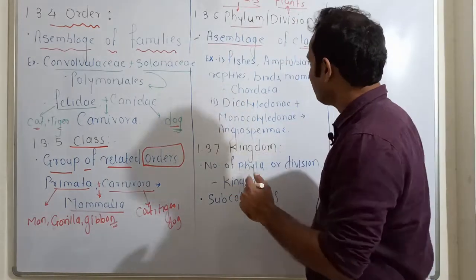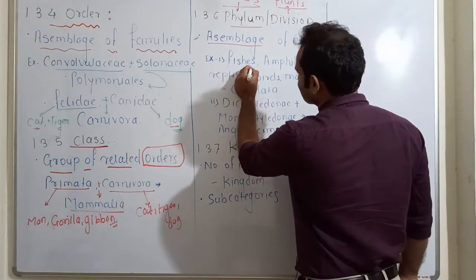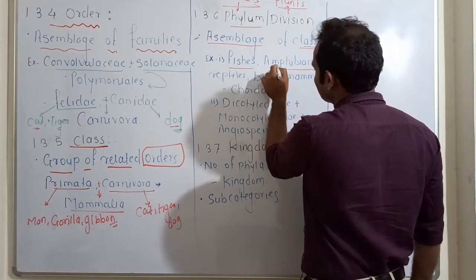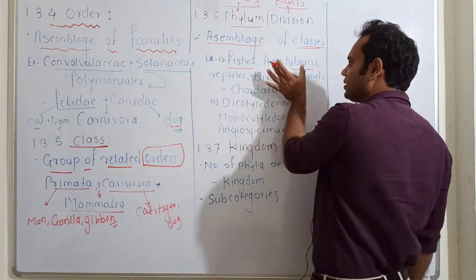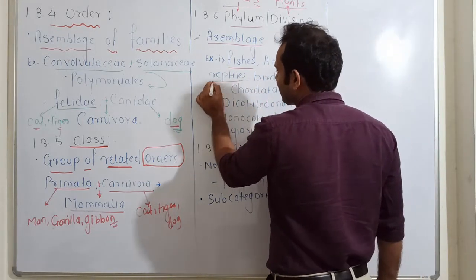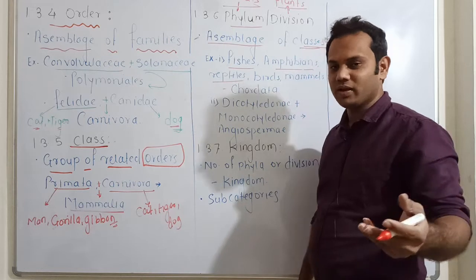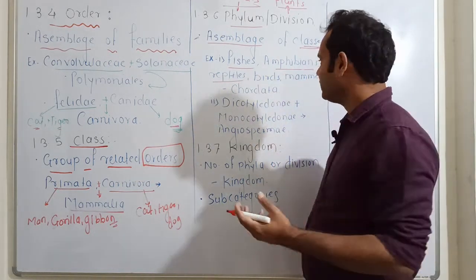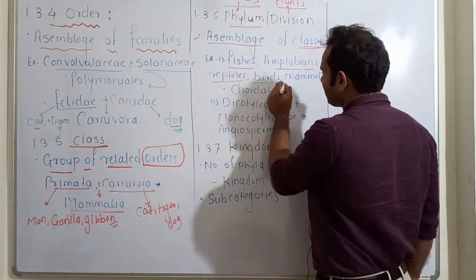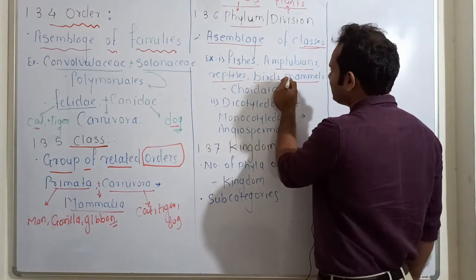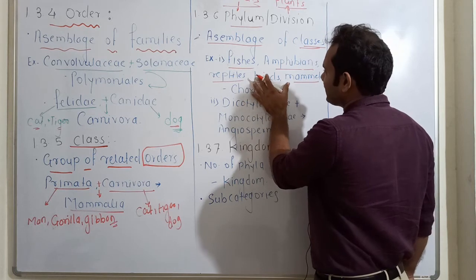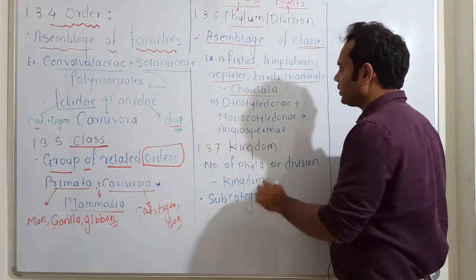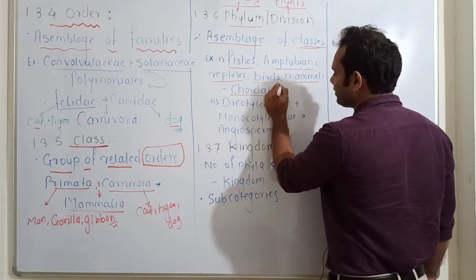Okay, for example, let us see the class fishes, or you can say Pisces, then amphibia. Amphibians are present in amphibia. Reptilia contains reptiles like snake. Amphibia contains your salamander, or you can say frog, these animals. Then birds, different birds and mammals. All these are the classes, and these classes are grouped in one phylum, that is the phylum Chordata.